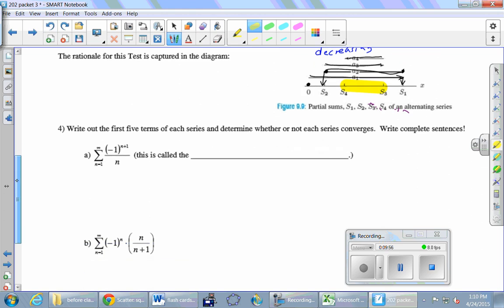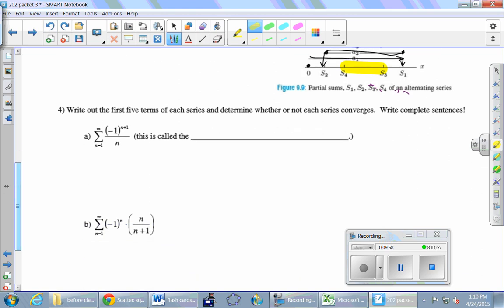Okay, so let's try number 4 here. It says write out the first 5 terms of each series and determine whether or not each series converges. So let's write out the first 5 terms of this one. Beginning with n equals 1, I get -1 to the 2, which is positive, so that's 1 over 1. Then we plug in n equals 2, and it's -1 over 2. And then n equals 3, positive 1 over 3. Write out the next 2 terms.